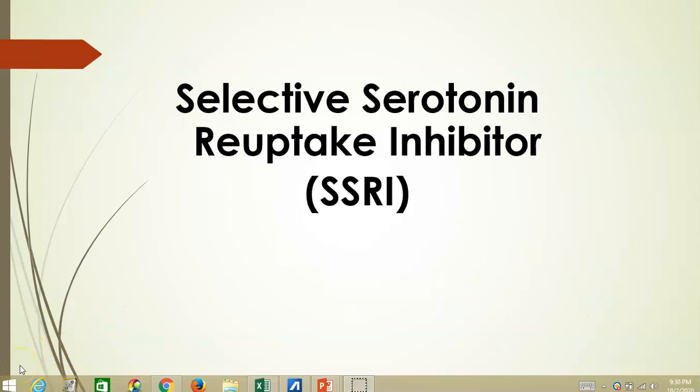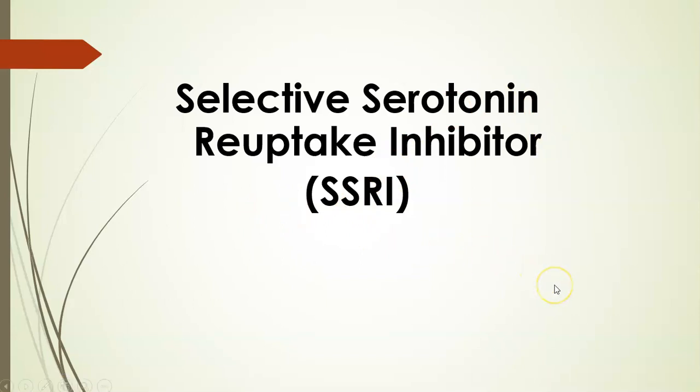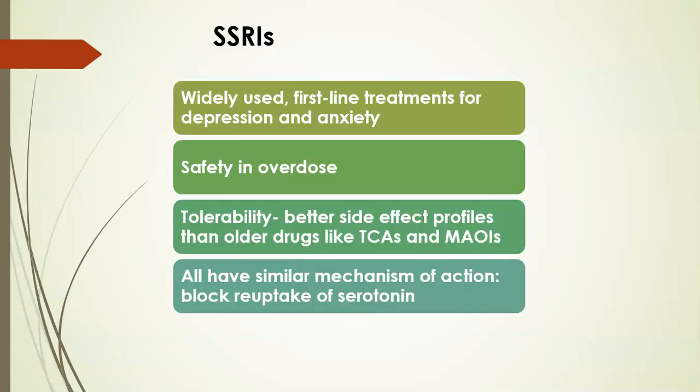SSRI stands for Selective Serotonin Reuptake Inhibitor. And the good news is this is exactly how they work, by selectively blocking the reuptake of serotonin. So easy, right? The name indicates how it works. So that's one job done for you. SSRIs are used as first-line treatments for depression and anxiety, mainly for the safety in overdose.